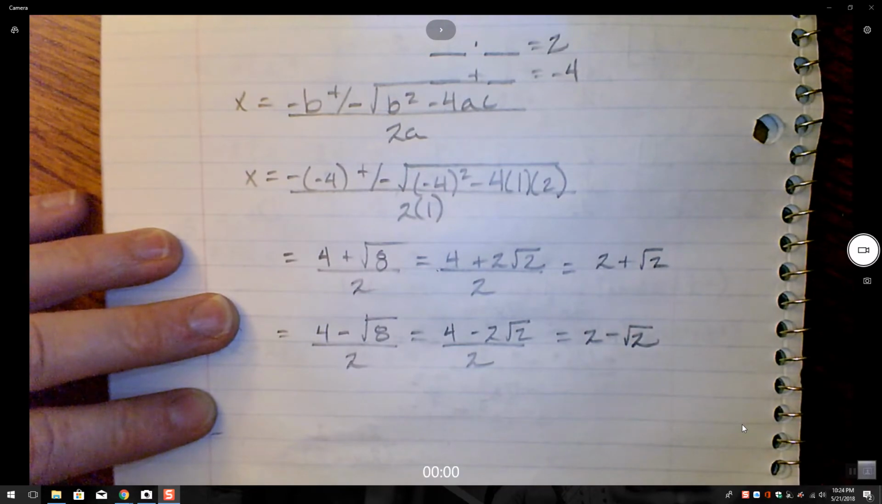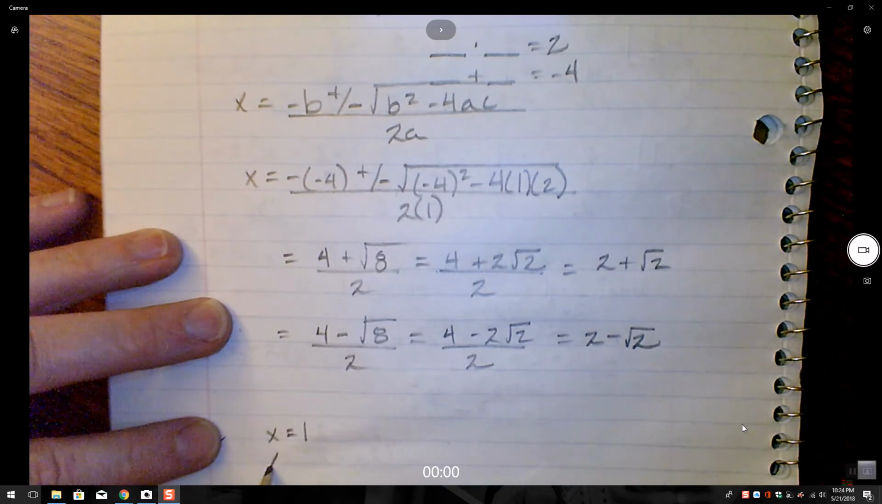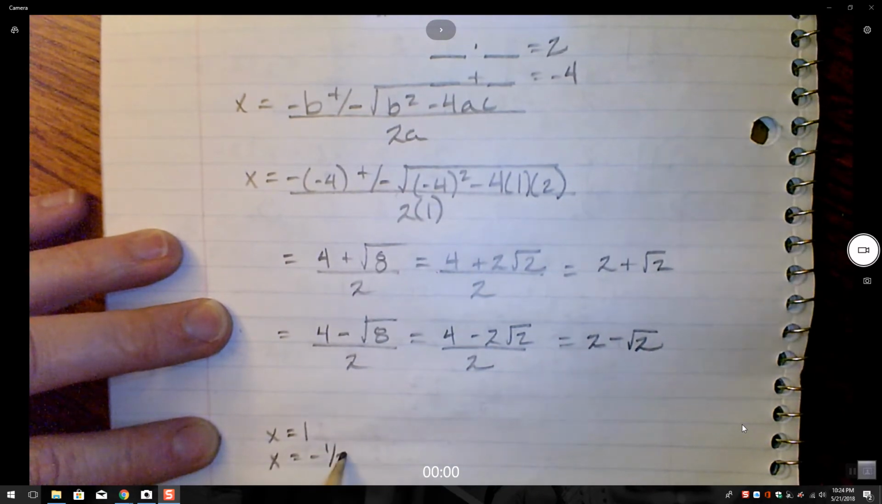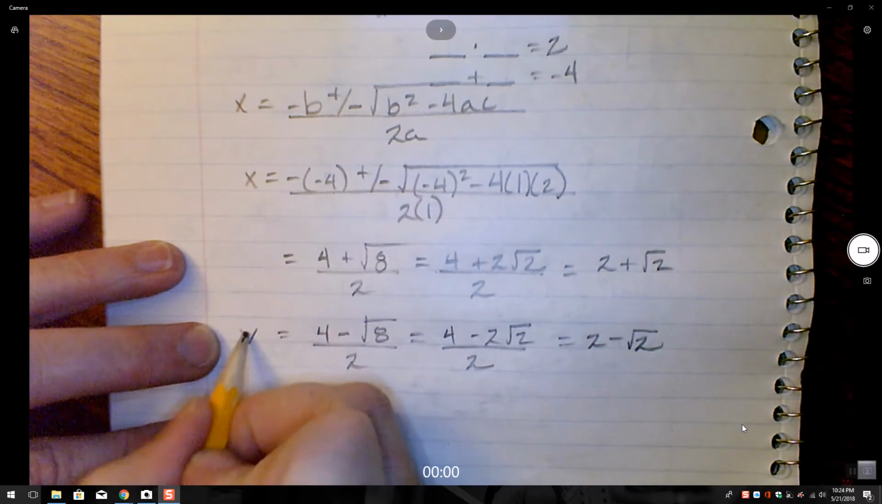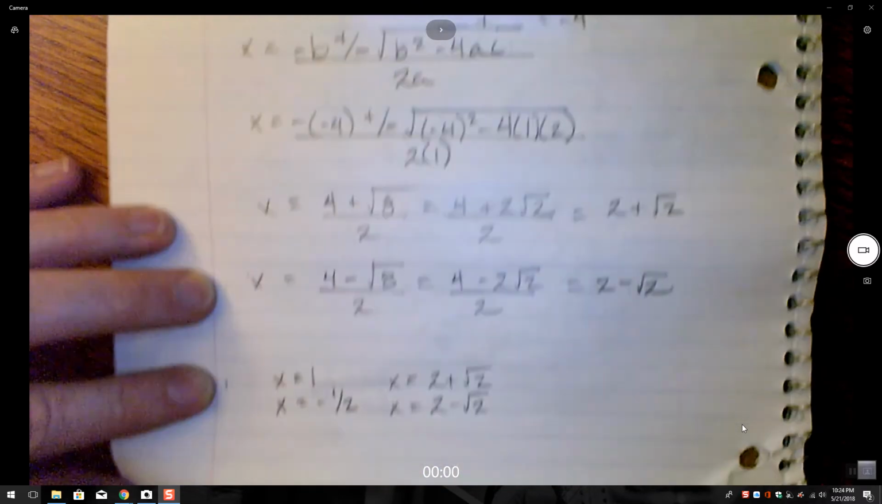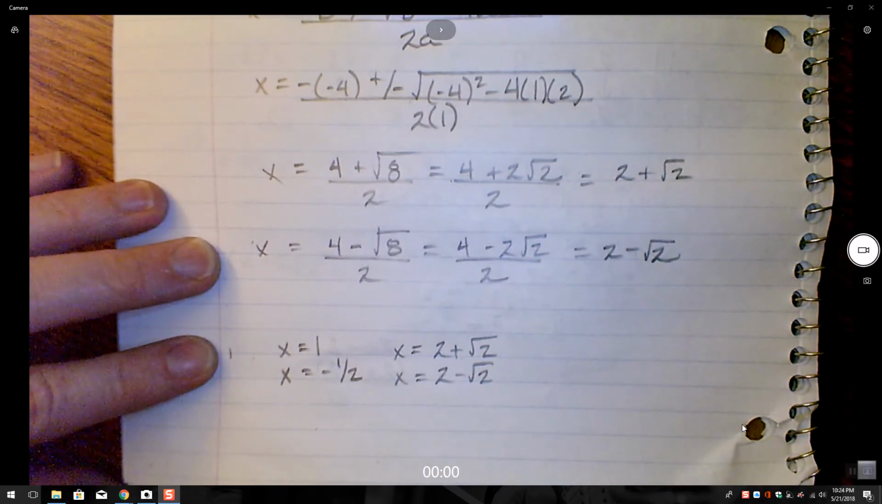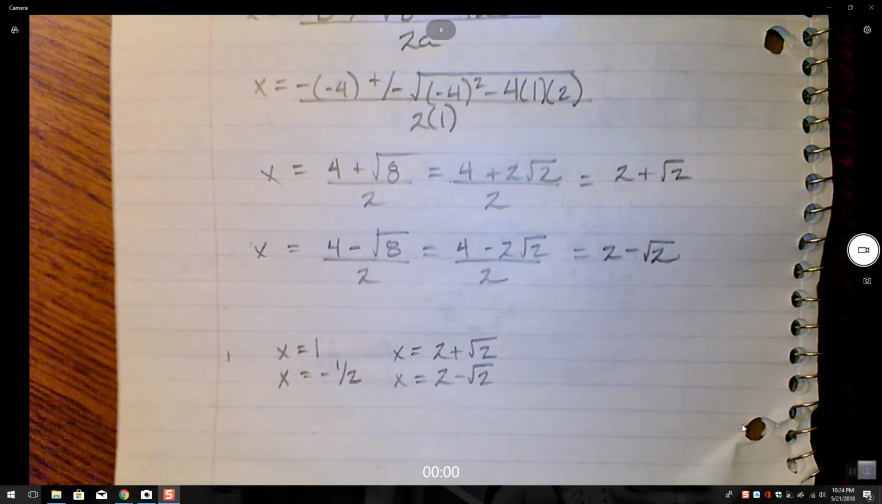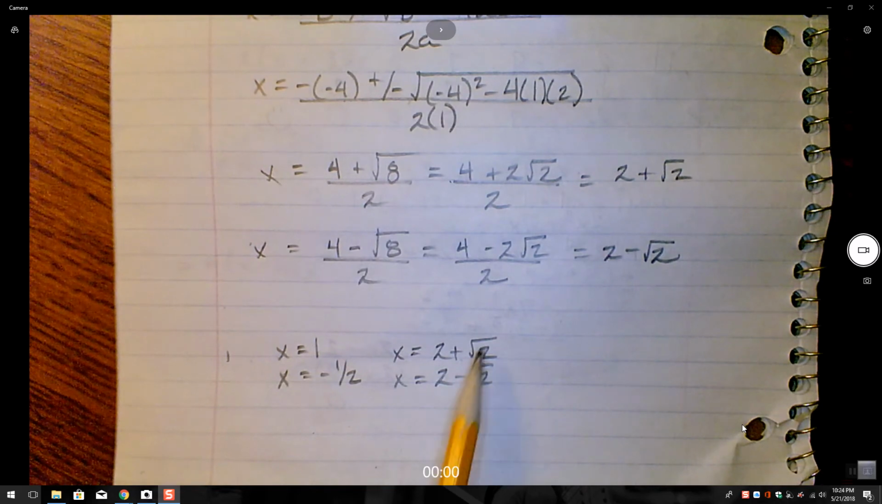So in addition to having an x equaling 1 from the last video and an x equaling negative 1/2, I now also have x equaling 2 plus root 2 and x equaling 2 minus root 2. And I believe we're done. Oh, multiplicity. We don't have any, we only have singles here. We did not have any of these more than once. So we have a multiplicity of 1.